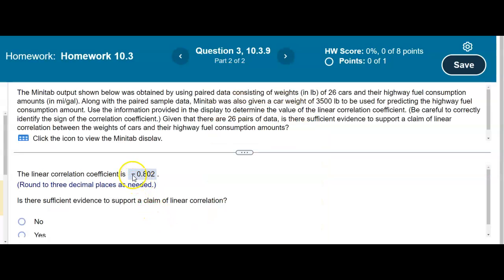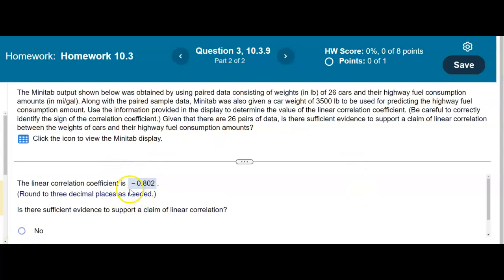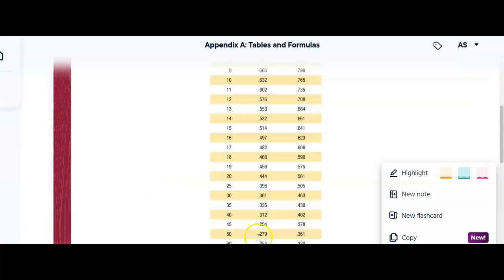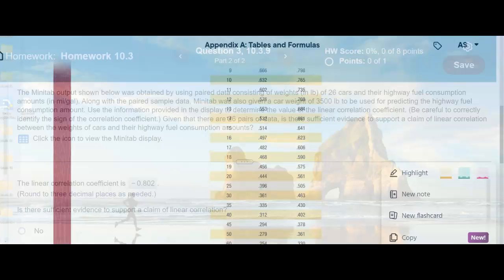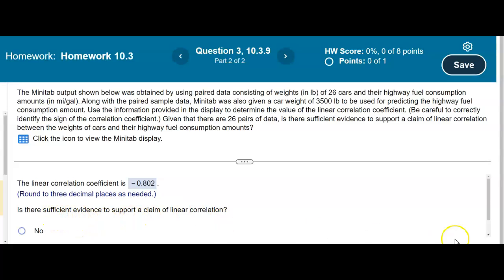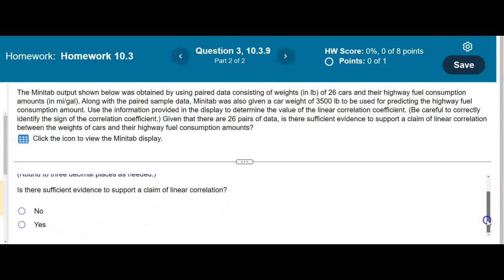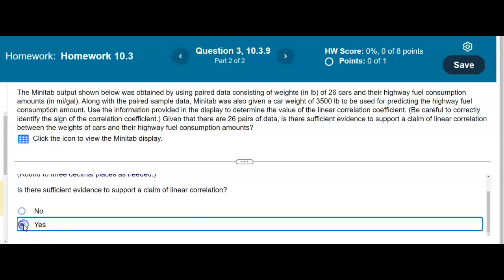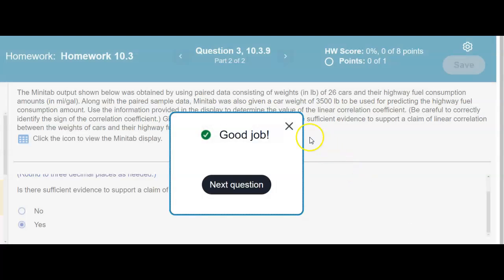So now we need to compare that to the linear correlation coefficient. In order for us to do that, we need to take the absolute value of this negative 0.802. That becomes a positive value. And this 0.802 is bigger than the 0.396. Therefore, since it's larger than that, we can say that there is sufficient evidence to support the claim of a linear correlation between the weights of cars and their highway fuel consumption amounts. So we're going to go ahead and select yes, and there is our result.